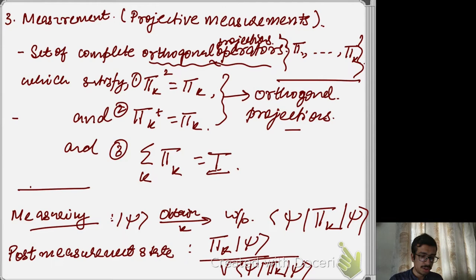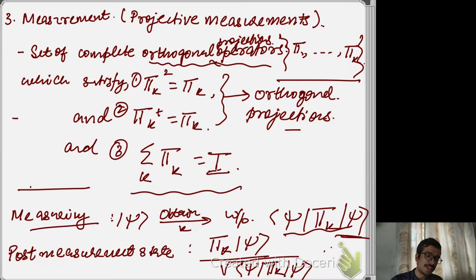And you can also check from the completeness condition that if I sum over k, the probability of obtaining k is actually 1. So this indeed satisfies the axioms of probability. And of course, since pi k is also positive semi-definite, this is also greater than or equal to 0. So you'll need to check that all the axioms of probability are satisfied. Secondly, you will also need to check that this post measurement state which we have defined is actually a unit vector.